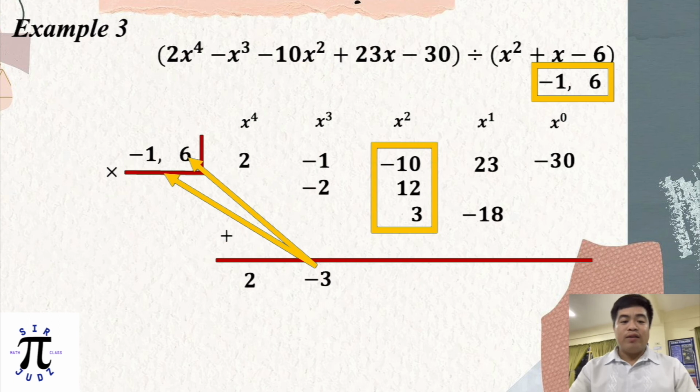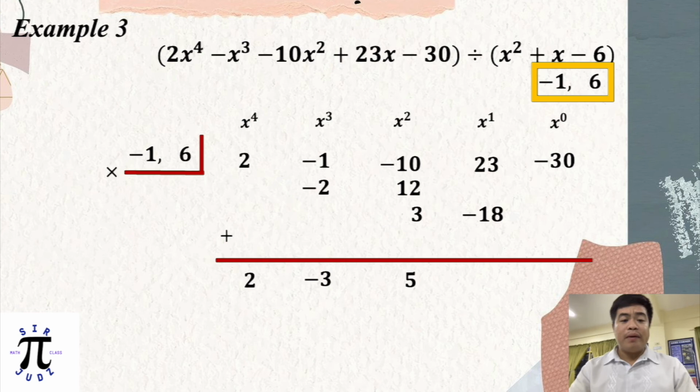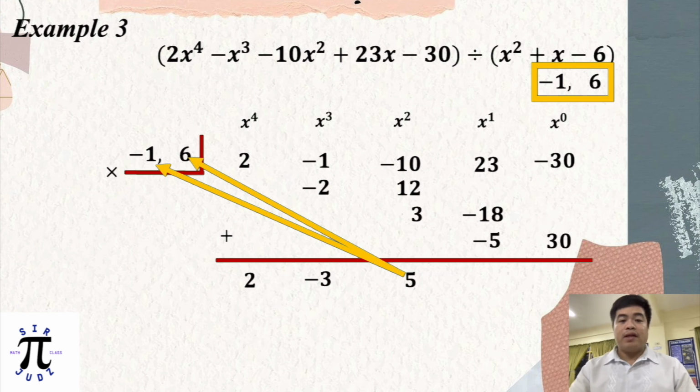Then, add mo na naman yung nasa x squared. So, negative 10 plus 2 plus 3, you have positive 5. Then, multiply 5 to negative 1. Isusulat mo yung product niya below x to the power of 1 na column. So, you have negative 5. 5 times 6, the product will be written below on x to the power of 0 na column. So, you have positive 30.